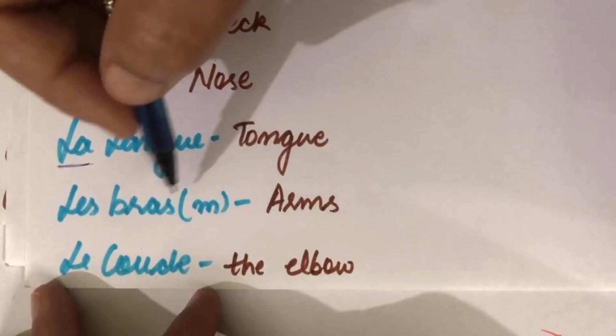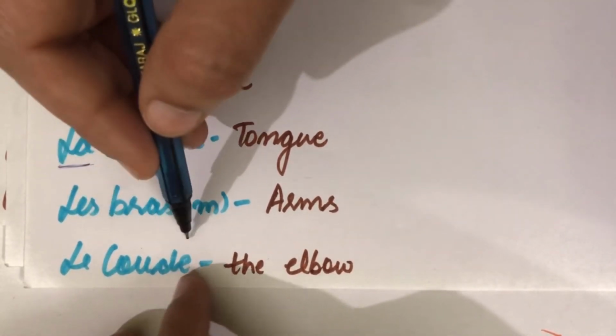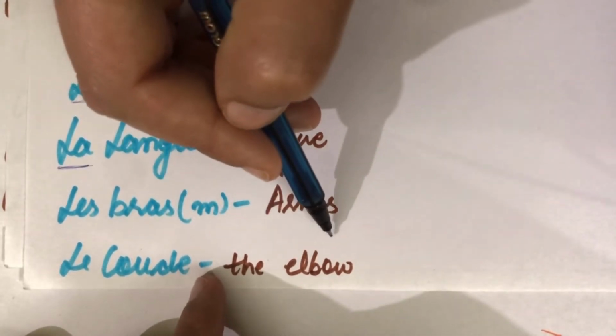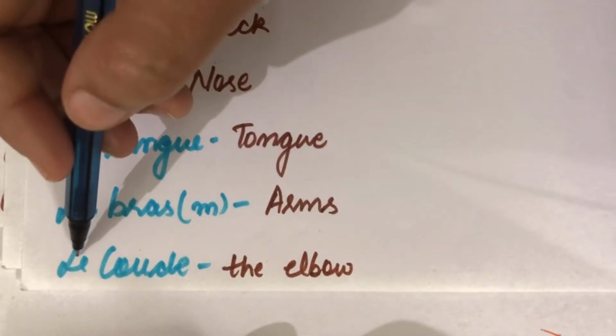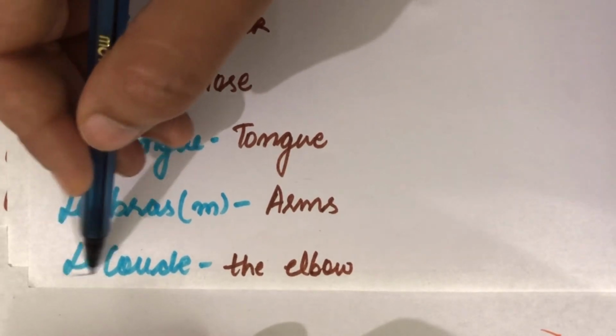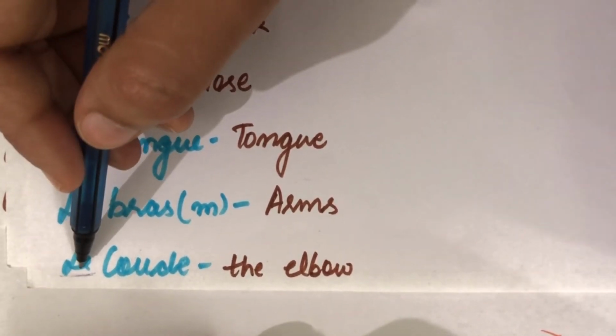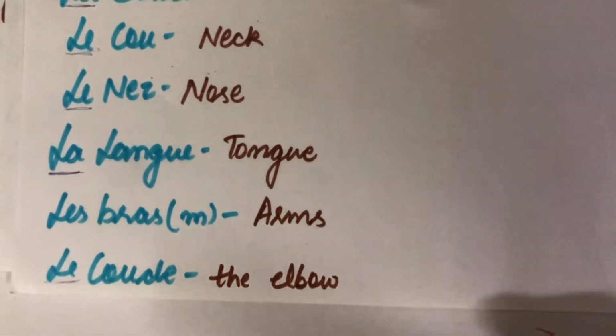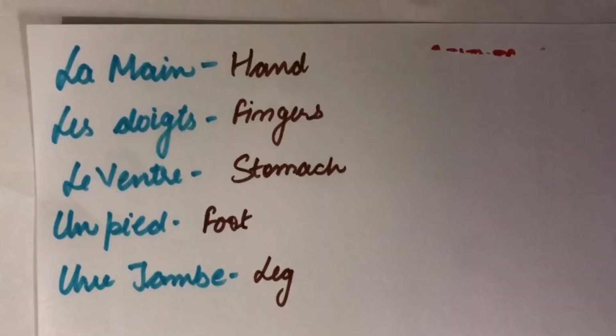Okay, next is le coude, so this is coude, which is the elbow. So this is again feminine, as this le, that is le, indicates over here. So accordingly we have to remember the genders in French.